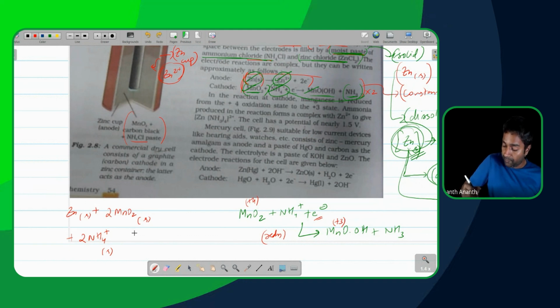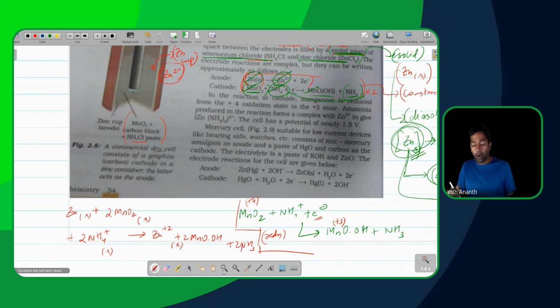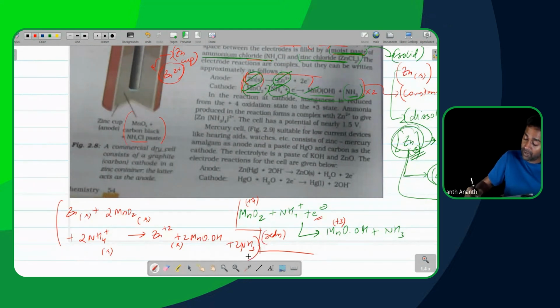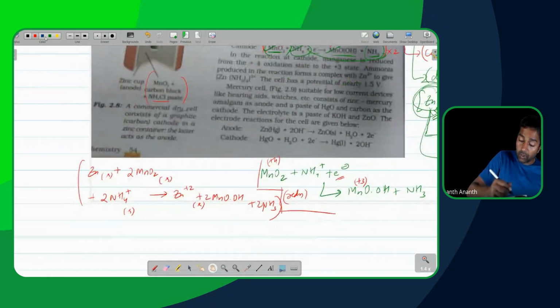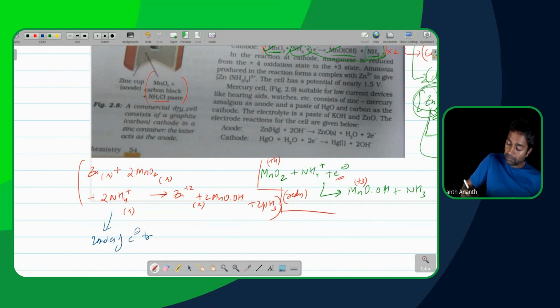gives Zn2+ in the form of a solid over here, plus 2 MnO(OH) plus 2 NH3. In this process over here, 2 electrons would have been transferred. So the number of moles of electrons transferred for this would have been 2 moles of electrons transferred. That's basically the idea.